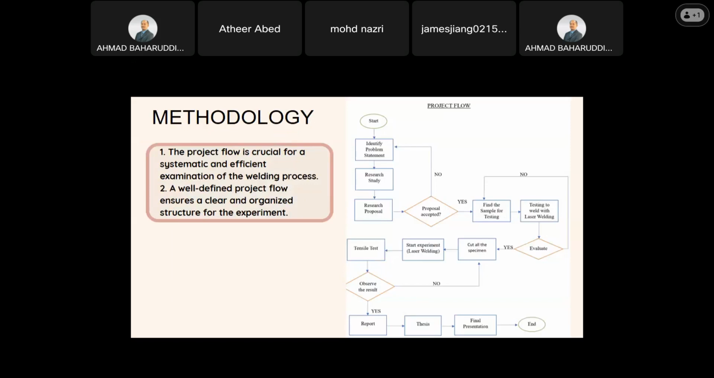And then for the second semester, I will start to find the sample and test it with the laser welding machine. However, my progress now is pending since the laser welding machine is under maintenance. So inshallah in the first week or second week after this, I will start the welding process, since the technician already informed the quotation about that.